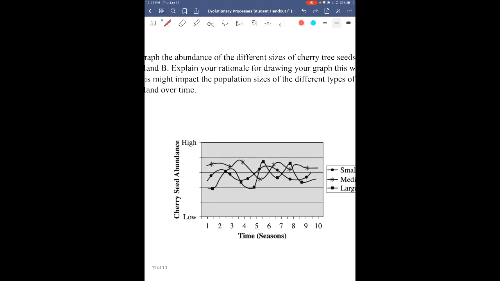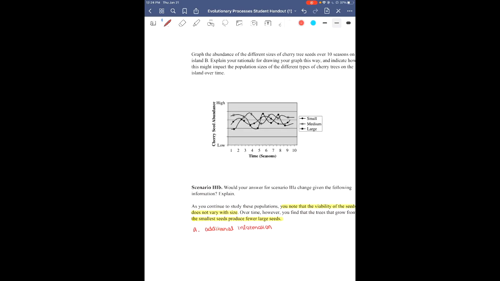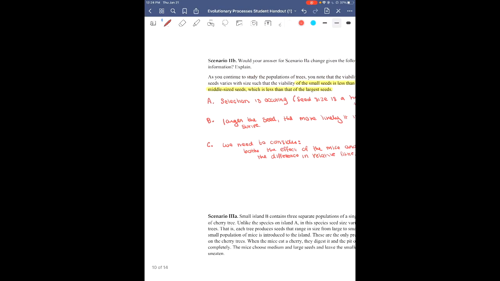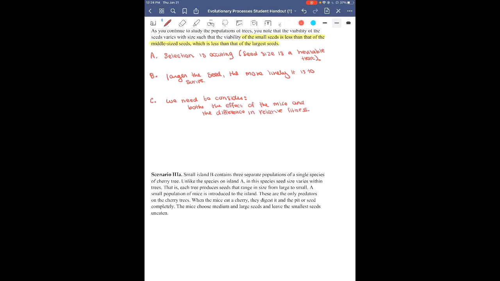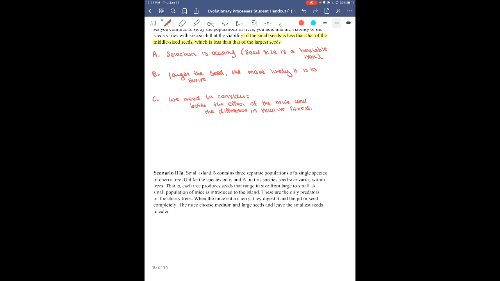You were trying to see what 3A was saying. Yeah, 3A is the same scenario as the one I just read earlier. So it's saying the same thing, that there's medium, small, and large size seeds, and the mice only eat the medium and large and leave the small seeds uneaten. So it's the same scenario we've been looking at.